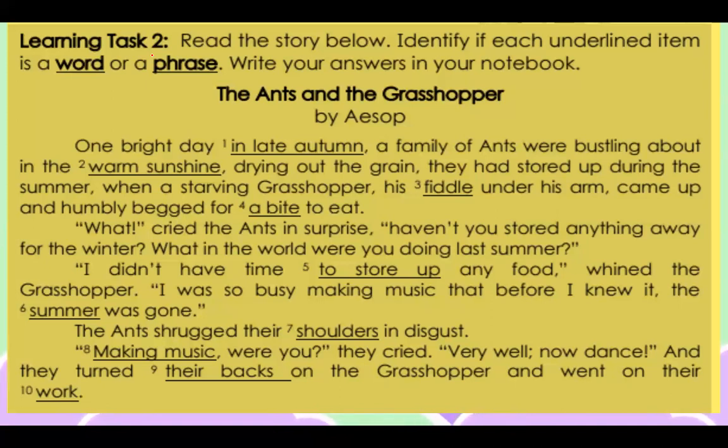Now, the underlined items. Number one, in late autumn. Number two, warm sunshine. Number three, fiddle. Number four, a bite. Number five, to store up. Number six, summer. Number seven, shoulders. Number eight, making music. Number nine, their backs. And number 10, work. Okay? So identify if those underlined items are a word or a phrase. Now let us move on with our next activity.